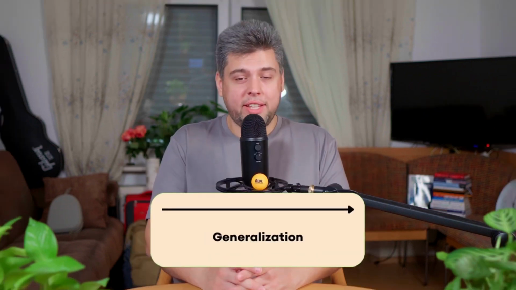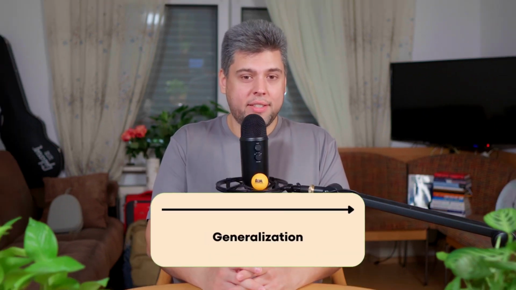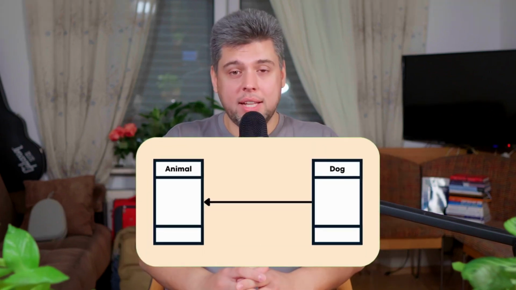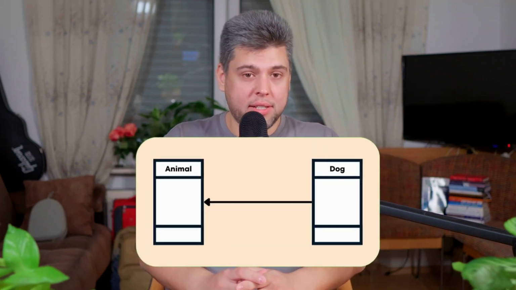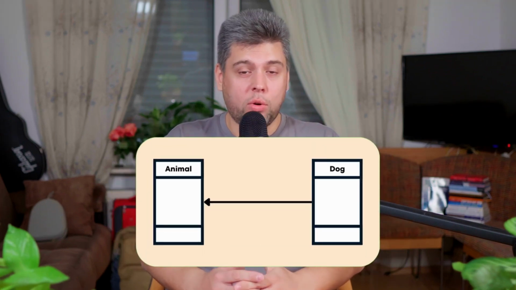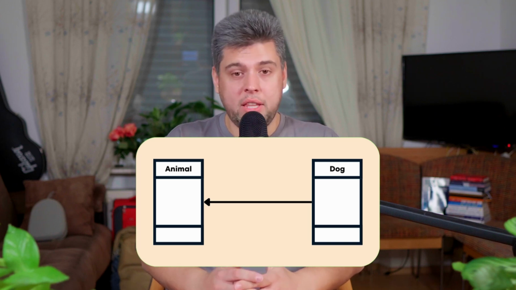Finally, generalization, also known as inheritance. It shows that one class, the subclass or child, is a more specific version of another class, the superclass or parent. The child class inherits properties and behaviors from the parent class, but can also have its unique features. For example, a dog class is a subclass of an animal class. A dog is an animal, so it inherits all general characteristics like breathing, but it also may have specific behaviors like barking. The key point here is that the child class inherits from the parent class.